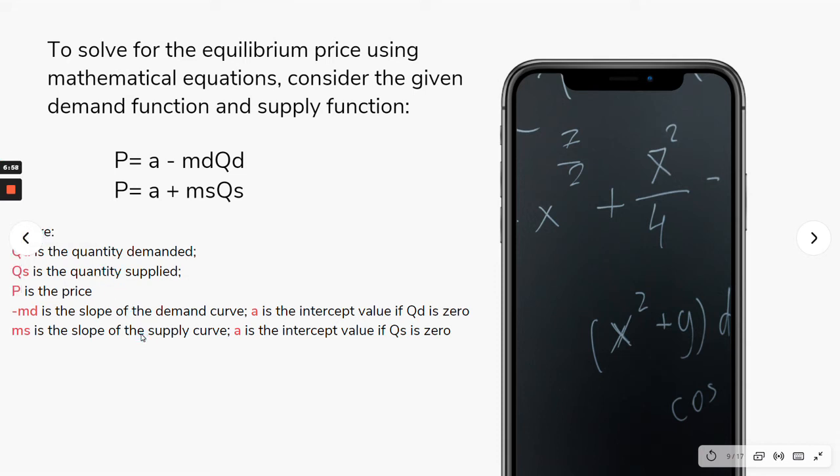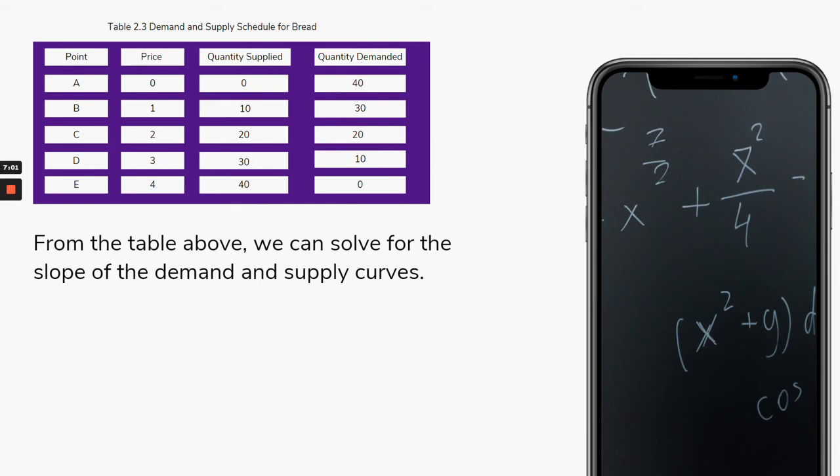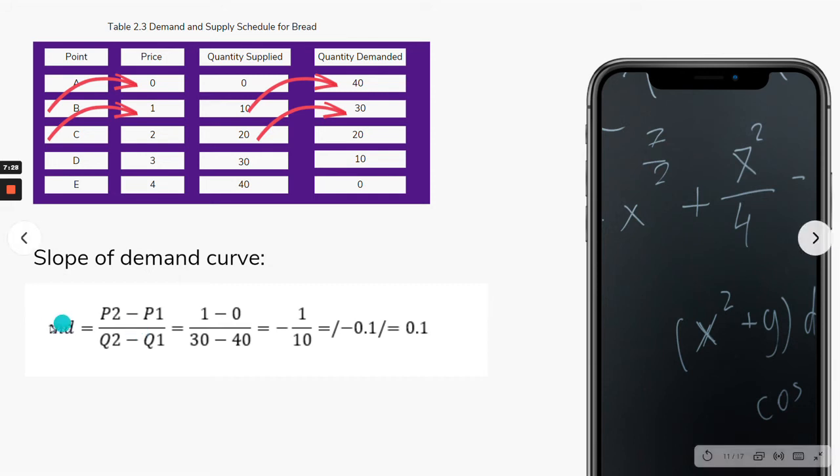Okay, so from that equation and using the same table, we can solve for the slope of the demand and the supply curve. So we will solve the slope first, di ba? We have already discussed in the law of demand how to get the slope and also how to get the supply in the law of supply. So again, the slope is always rise over run, P2 minus P1 over Q2 minus Q1. So using this, we will solve the slope of the demand curve first. So MD is equal to P2 minus P1 over Q2 minus Q1.